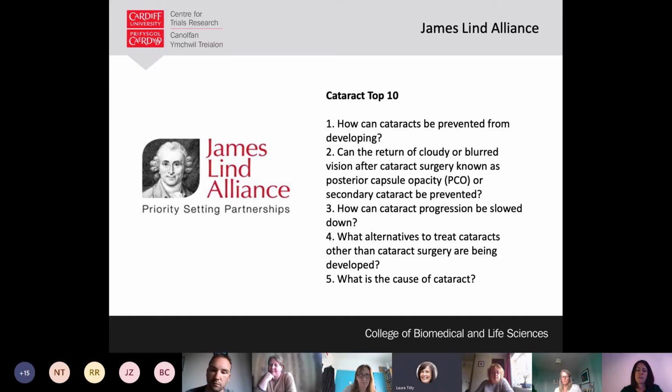And so people would have been brought together, so patients with cataracts, their carers, their clinicians, and they would have been asked, what are the main questions that you want answering about cataracts? And then these would have been prioritised into this list of the 5 things that they most want answered.